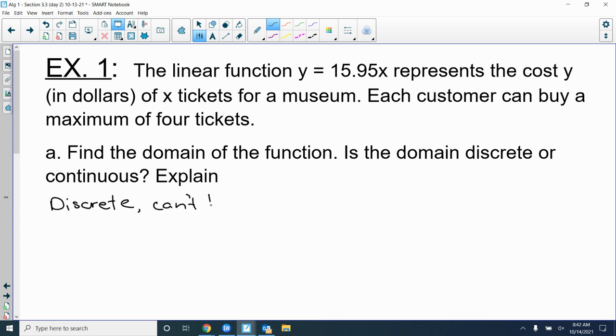Can't buy half a ticket. Partial tickets. I like that. Well, that accounts for everything. Can't buy partial tickets. That's right. Good job. Hey, appreciate it. Here, have some candy. Good work.